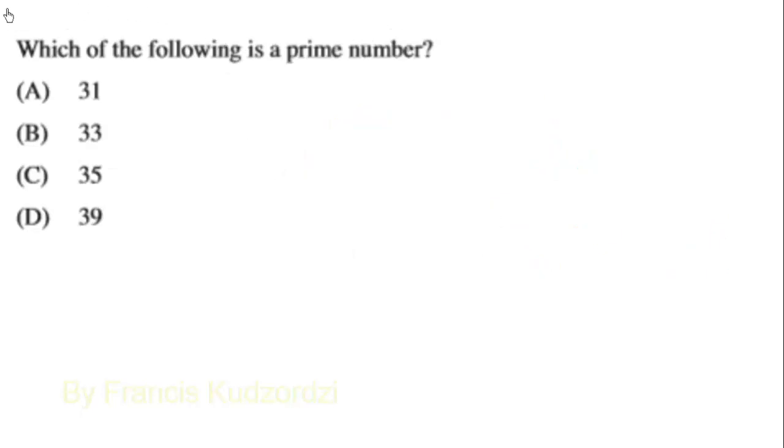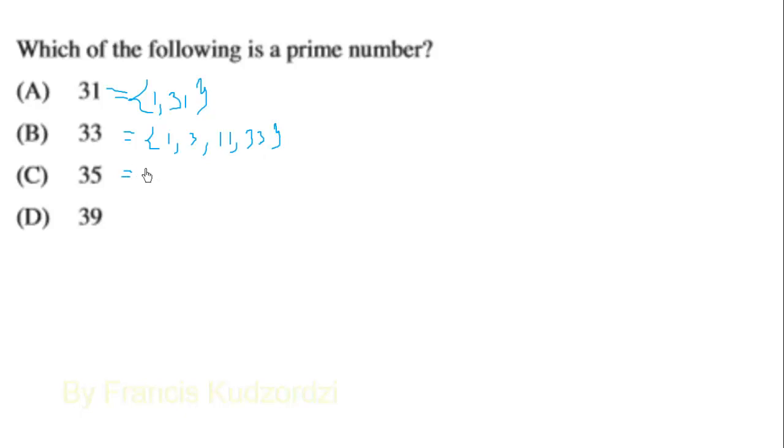Which of the following is a prime number? So a prime number has only two factors. The factors of this number are 1 and 31. The factors of these numbers are 1, 3, 11, and 33 itself. So this is not a prime number.